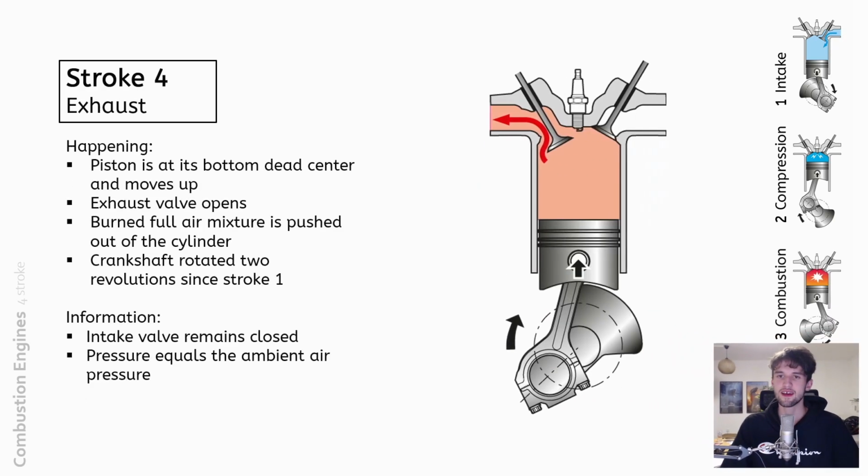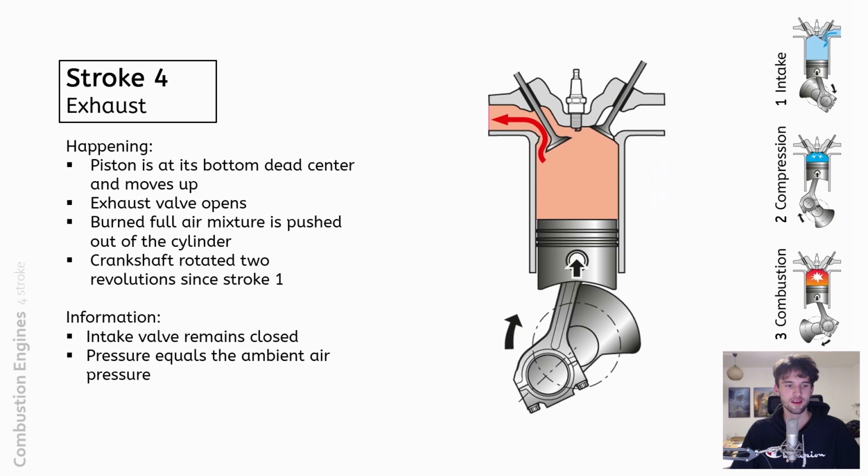And then at last we have stroke number 4, the exhaust. The burned fuel air mixture now must be thrown out of the cylinder, and to do so the exhaust valve opens when the piston reached its bottom dead center, and then it moves up again and pushes the used fuel air mixture out through the exhaust out of the cylinder.